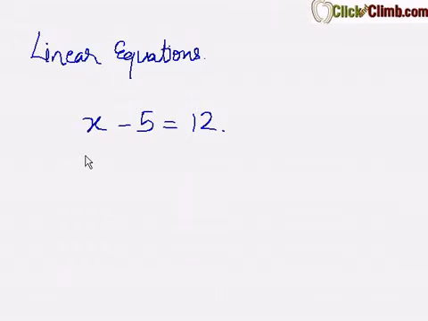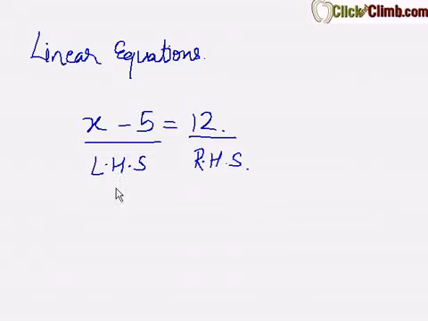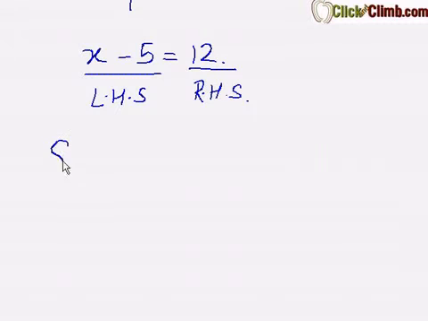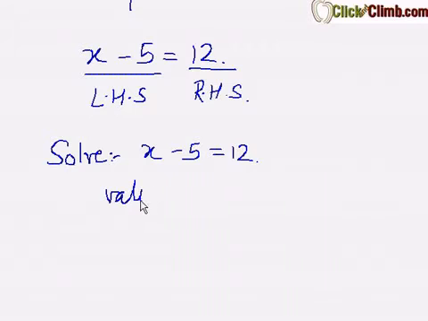We can see that it has two sides. This side is called the left hand side, or the L.H.S, and the other side of the equal sign is called the right hand side, or the R.H.S. Now, solving means figuring out the value for the variable. So if I have the equation x minus 5 equals 12, I need to figure out the value for x. That is called solving the equation.